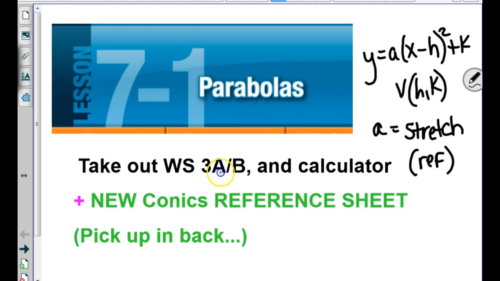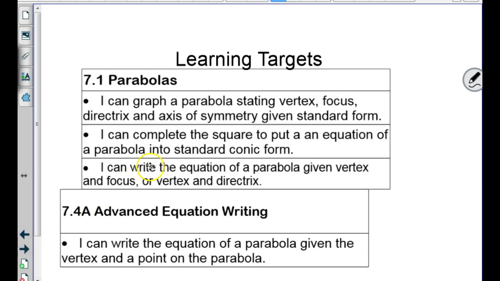Today we're going to start talking about parabolas that go sideways, and we're going to introduce some new vocabulary about parts of a parabola. All right, so primarily these three learning targets today. You can graph a parabola, complete the square, and write the equation.